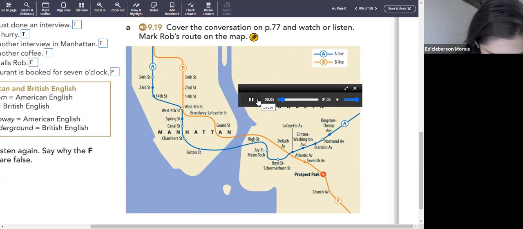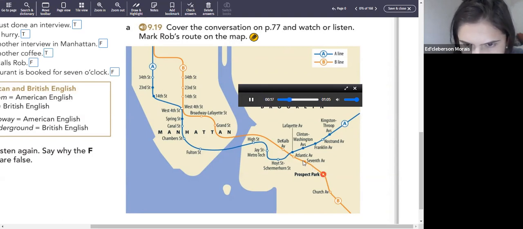How do I get to Greenwich Village on the subway? Go to the subway station at Prospect Park. Take the B train to West 4th Street. How many stops is that? 6 or 7. Okay. And then? From West 4th Street, take the A train and get off at 14th Street. Could you say that again? Okay. From Prospect Park, take the B train to West 4th Street. And then take the A train to 14th Street.